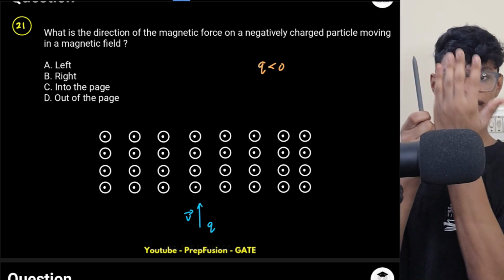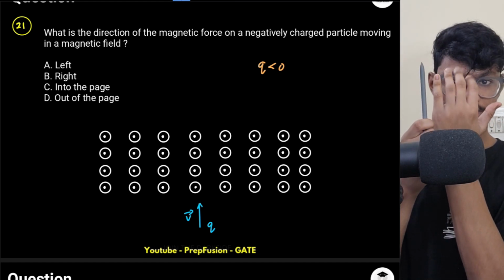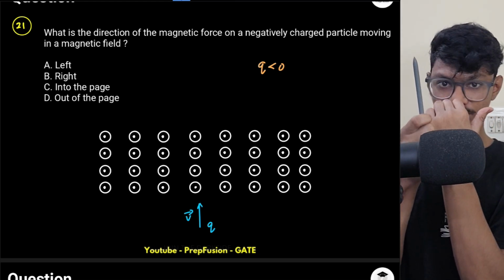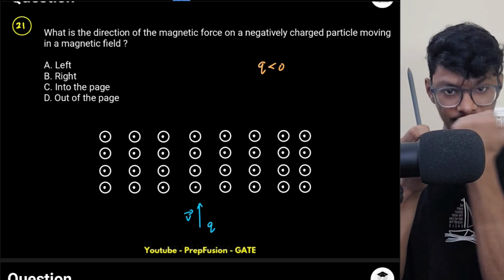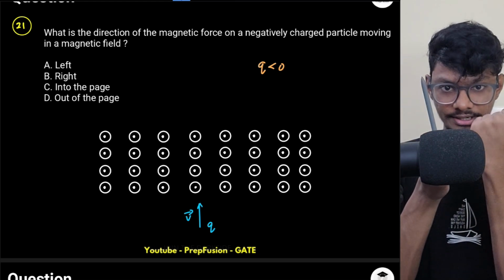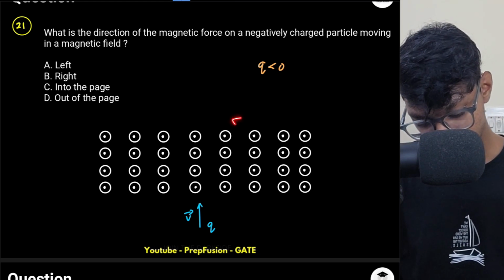So I will curl my fingers, place my fingers along the V, and then curl my fingers towards the magnetic field. I'm observing a force on the right hand side. So I will observe a force on the right hand side.